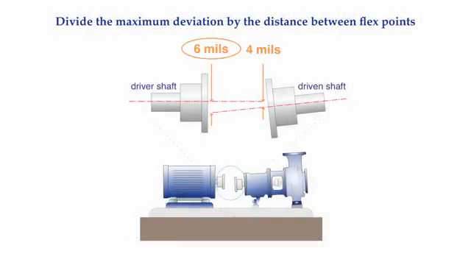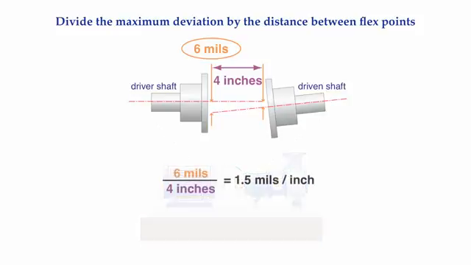We found that the largest gap was 6 mils at the flexing point on the motor side of the coupling in the vertical direction. The next piece of information we need is the distance between the flexing points. In this instance, let's say that distance is 4 inches. To determine the maximum misalignment deviation, divide the largest gap at the flexing points by the distance between the flexing points. So in this case, we take the 6 mil gap and divide it by 4 inches, which gives us a maximum misalignment deviation of 1.5 mils per inch.